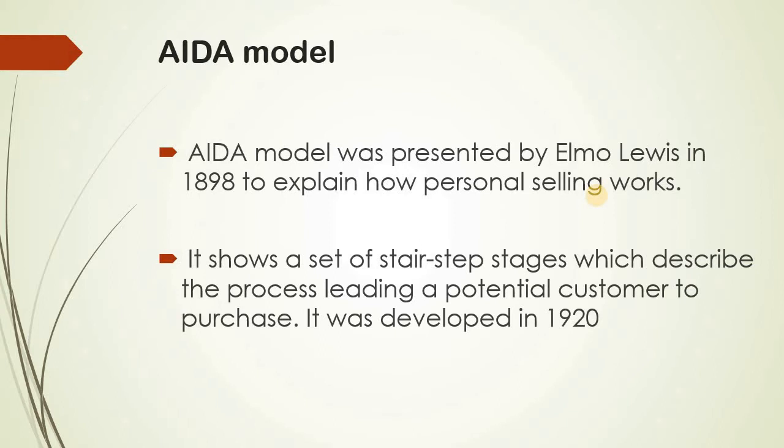Then the AIDA model. What is the AIDA model? The AIDA model is a model of advertisement which was developed by Elmo Lewis in 1898 to explain how personal selling works. He wants to say how personal selling has resulted in an increase in sales. It shows a set of stages which describe the process of leading a potential customer to purchase. He describes all these steps on a stair-step basis. Ultimately the objective of this process is to make the customer purchase the product. It was developed in 1920.